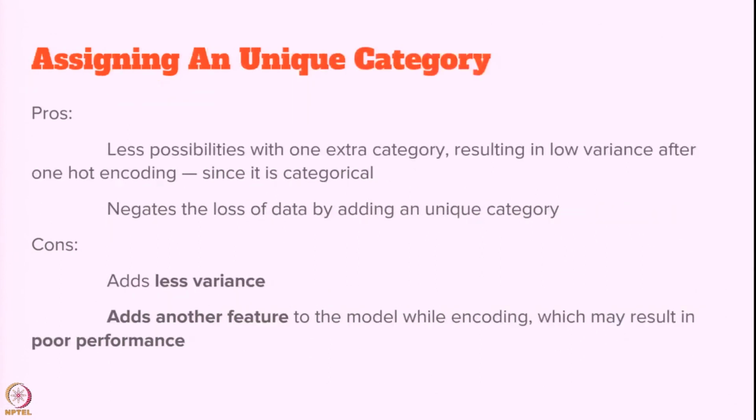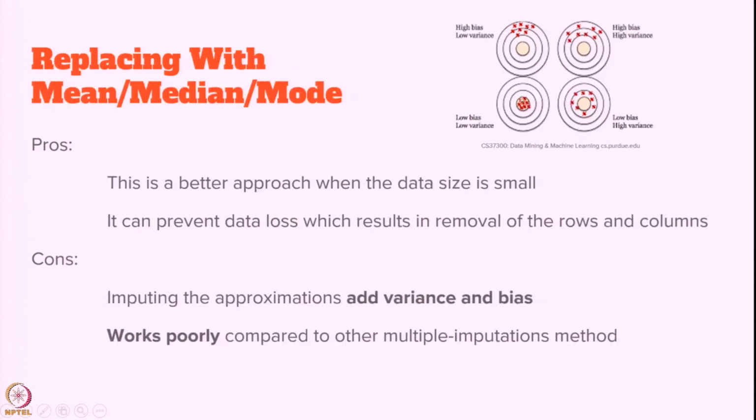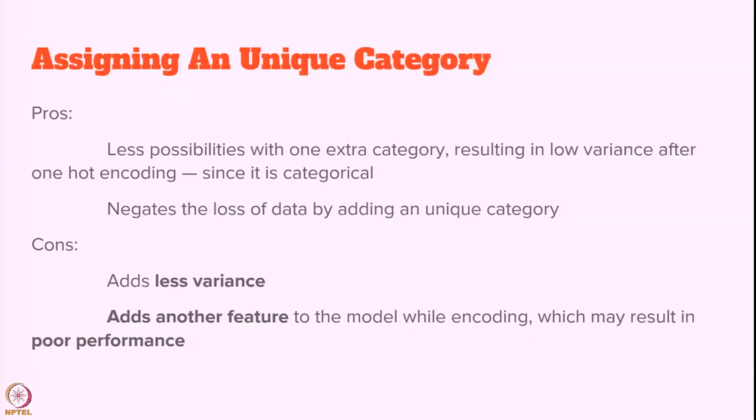Okay. Now we will see what is the demerits of assigning a unique category. Assigning a unique category actually brings in less variance. So to understand that, we will go through the multimodal learning analytics video lecture, where we will see how adding one more category decreases the variance and adds another feature to the model while encoding, which may result in poor performance. So this is the demerit of adding a unique category.